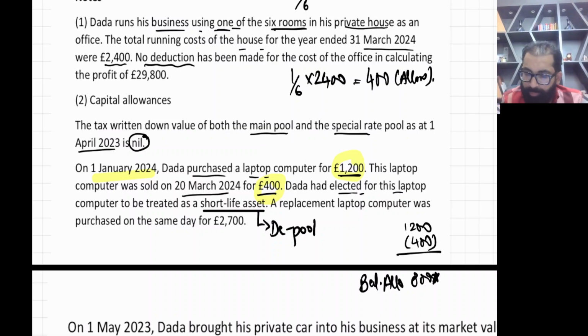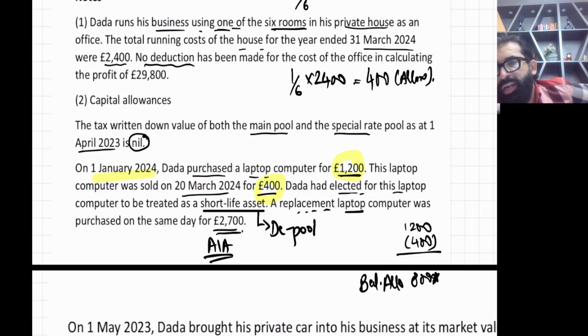Okay. Now they are saying a replacement laptop computer was purchased on the same day for 2700. Now use your brain. Nothing is written that they have done any short life asset election. So this is a normal asset you bought, and this is not a car, it's a computer. So on computer you get AIA. You will get 100% AIA on this, and you know the limits of AIA, you have big limits available. So this 2700 will go immediately in the allowance column.